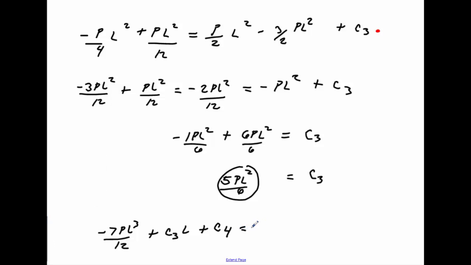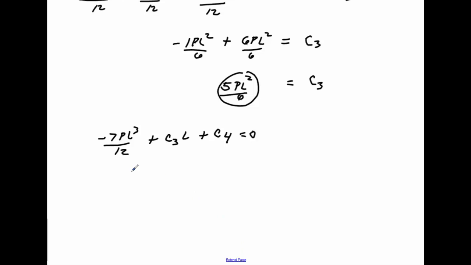So now we solve for C4. Put that value in, I get minus 7 PL cubed over 12 plus C3. We'll put that value in. We got to multiply by L anyway because we're multiplying by here. So that's going to give me 5 PL cubed over 6 plus C4 is equal to 0.